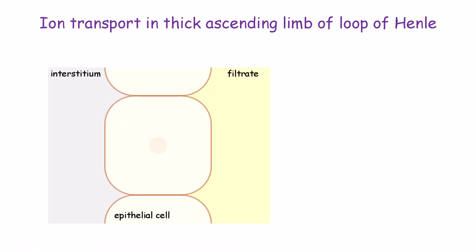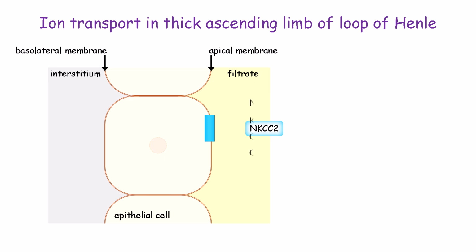The key player in generating the salt gradient in the medulla is the thick ascending limb of the loop of Henle, which is densely packed with active transport proteins. The epithelial cells lining this segment separate the tubular filtrate at the apical membrane from the interstitium at the basolateral membrane. On the apical side, the primary ion transporter is NKCC2, a symport that moves 1 sodium, 1 potassium and 2 chloride ions from the filtrate into the cell.